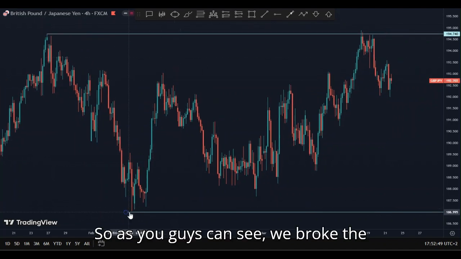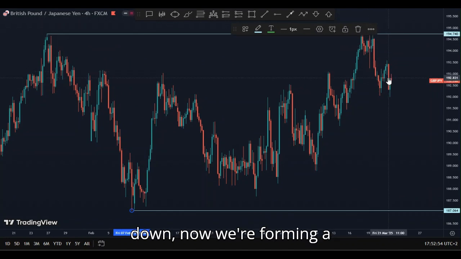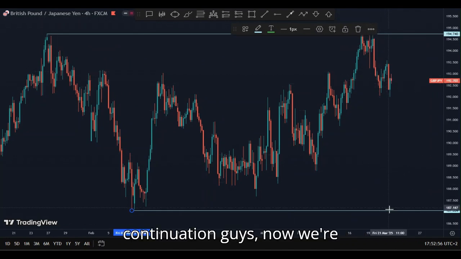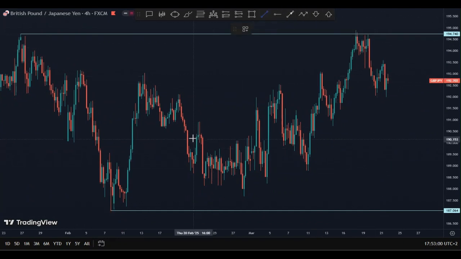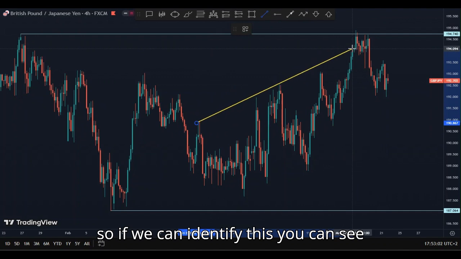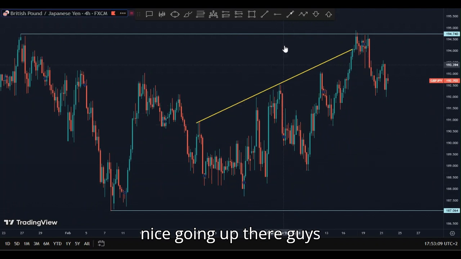So as you guys can see, we broke the daily high over here, then we came back down. Now we're forming a continuation, guys. If we can identify this, you can see it was moving so very nice going up there, guys.